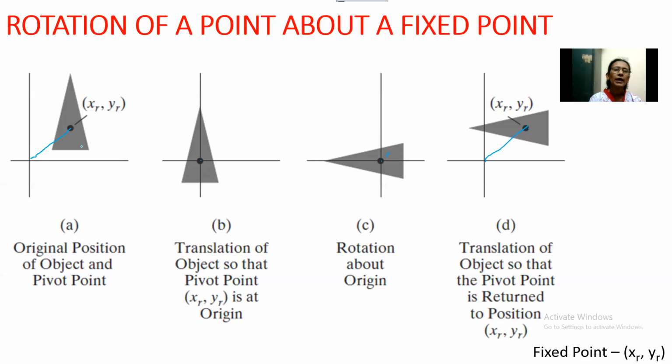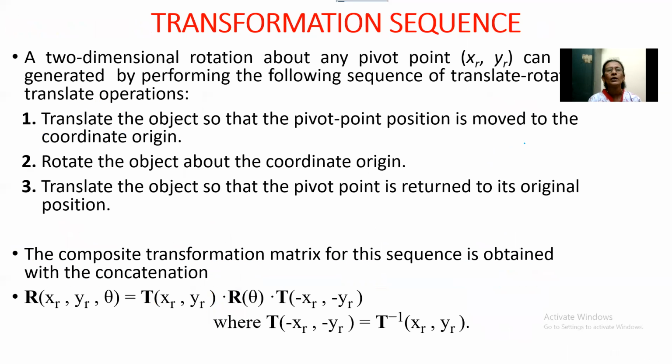From xr yr, I brought it to the origin by translation by minus xr minus yr. Next, I rotate it by theta about the origin, and then I shift the pivot point back to its original position xr yr. How do I shift? I translate by xr yr. So in words, the sequence of transformations that I have is a translate, rotate, translate operation.